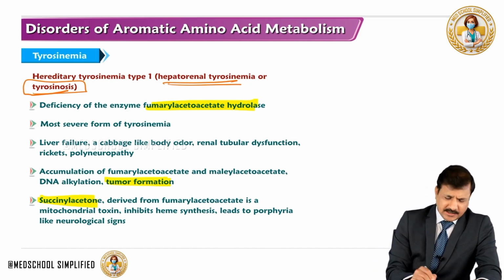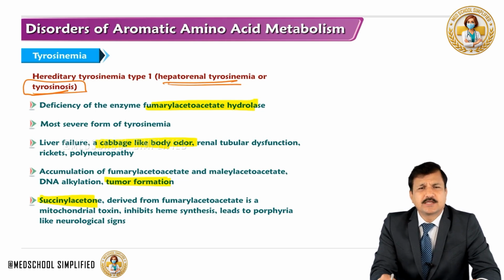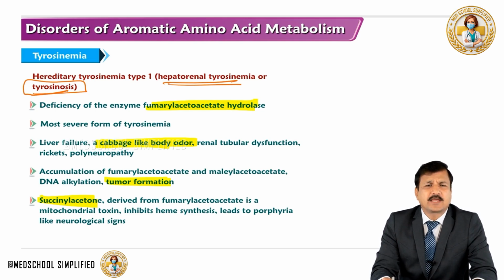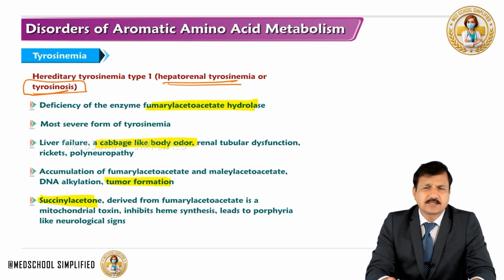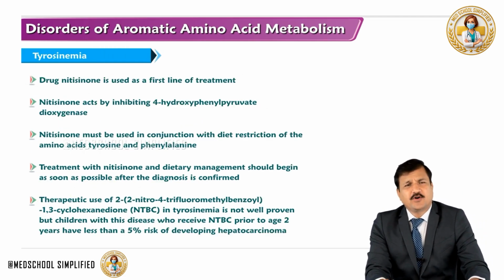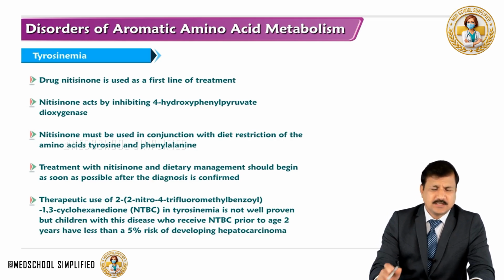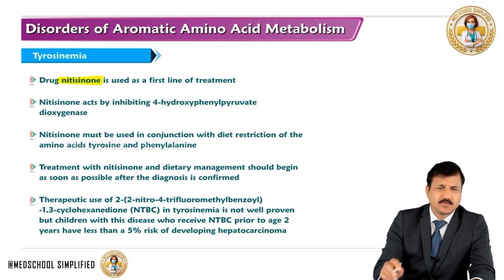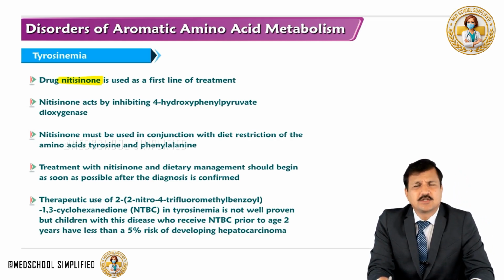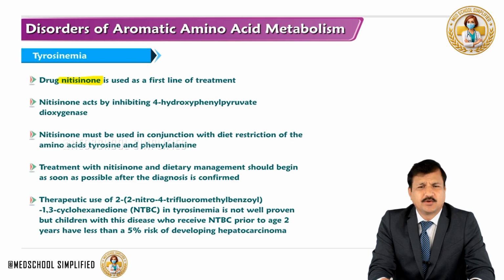One of the characteristic findings in tyrosinemia type 1 is a characteristic body odor. Body fluids will have a cabbage-like odor, because of excess levels of fumarylacetoacetate and malylacetoacetate in the blood appearing in the urine. Now, the treatment for tyrosinemia type 1 is the drug nitisinone. This drug is also used in the treatment of alkaptonuria.